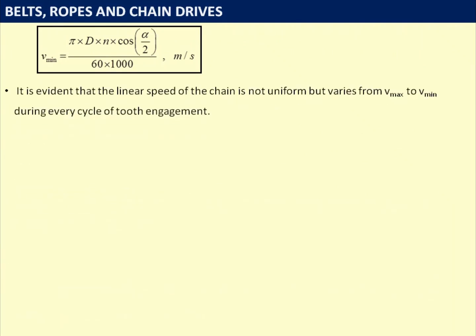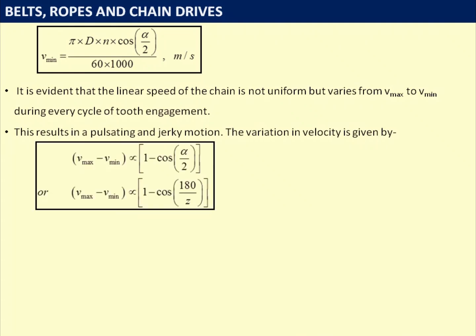So it is evident that the linear speed of the chain is not uniform but varies from V max to V minimum during every cycle of the tooth engagement. This results in a pulsating and jerky motion of the chain, and the variation in the velocity is given by V max minus V minimum, that is the difference between the two velocities, is directly proportional to 1 minus cos of alpha by 2. If we substitute the value of alpha, then we get this difference is directly proportional to 1 minus cos of 180 by z, where z is number of teeth on the sprocket.